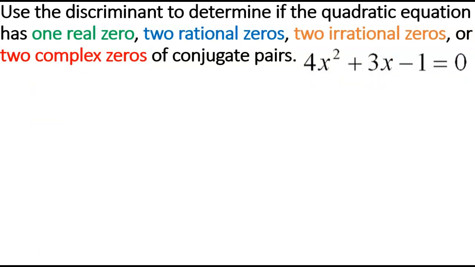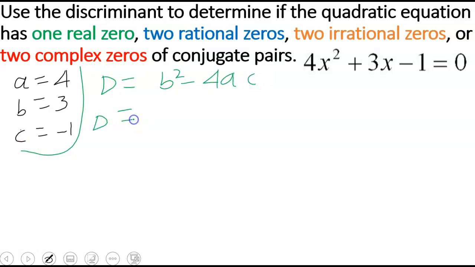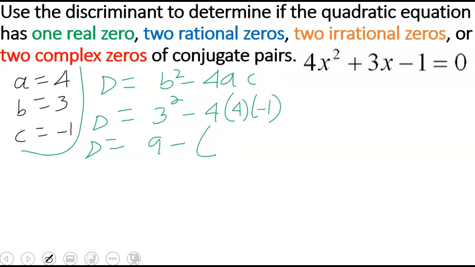So another one. We do the same thing. A is 4, B is 3. Again, make sure the equation is set equal to 0. In this case it is. So the discriminant is b squared minus 4ac. So b is 3 squared minus 4 times a, which is 4, times c, which is -1. So 3 times 3 is 9. 4 times 4 is 16. 16 times -1 is -16.